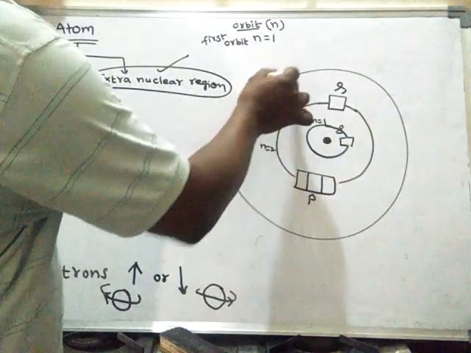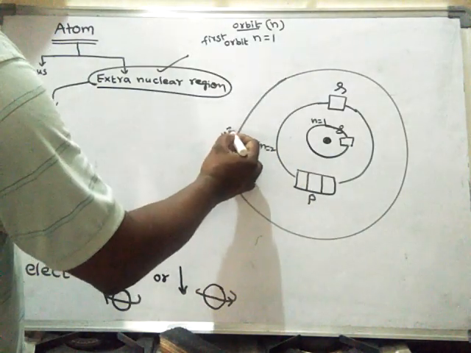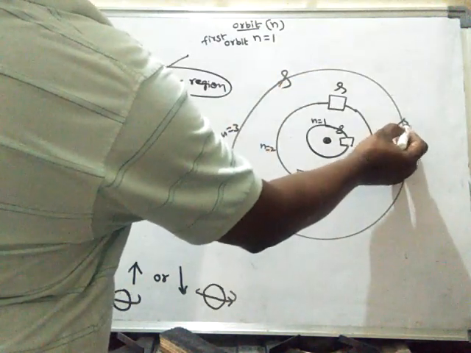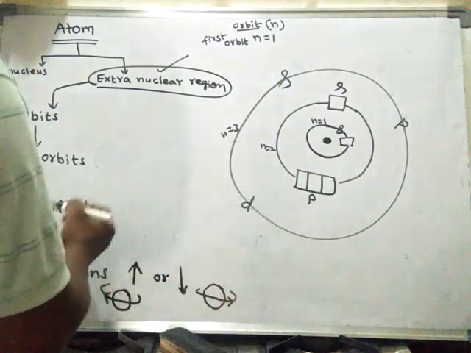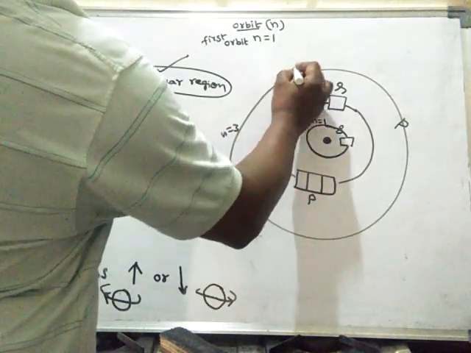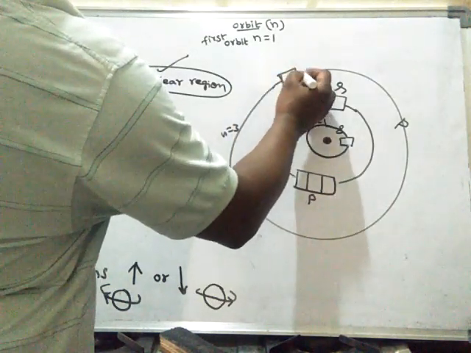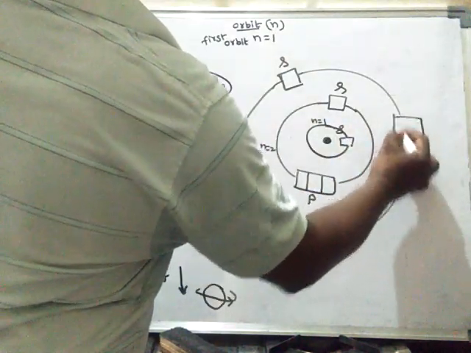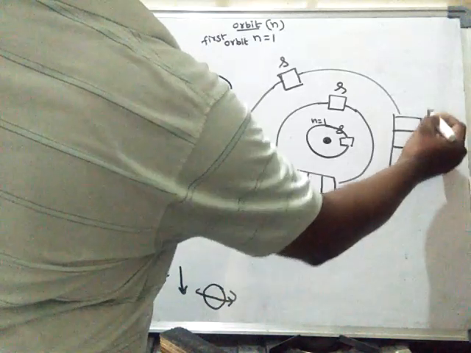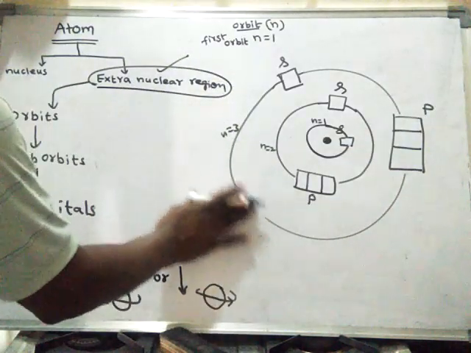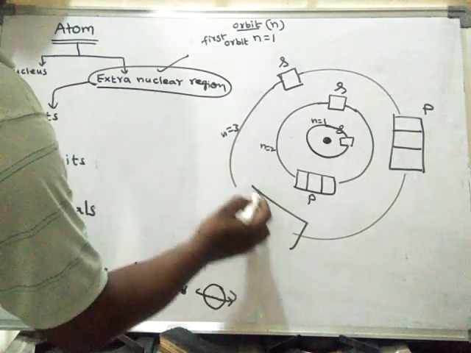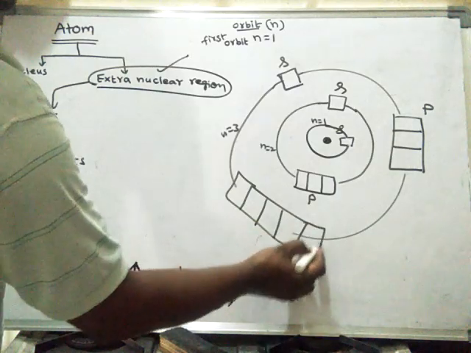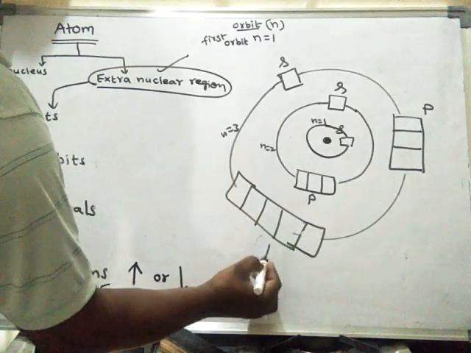If you take the third orbit, n is equal to 3, it contains the s suborbit, p suborbit, and even the d suborbit. How do you represent the s suborbit? Only with a single orbital. How do you represent the p suborbit? With 3 orbitals like this. How do you represent the d suborbit? The d suborbit is represented by using 5 orbitals.